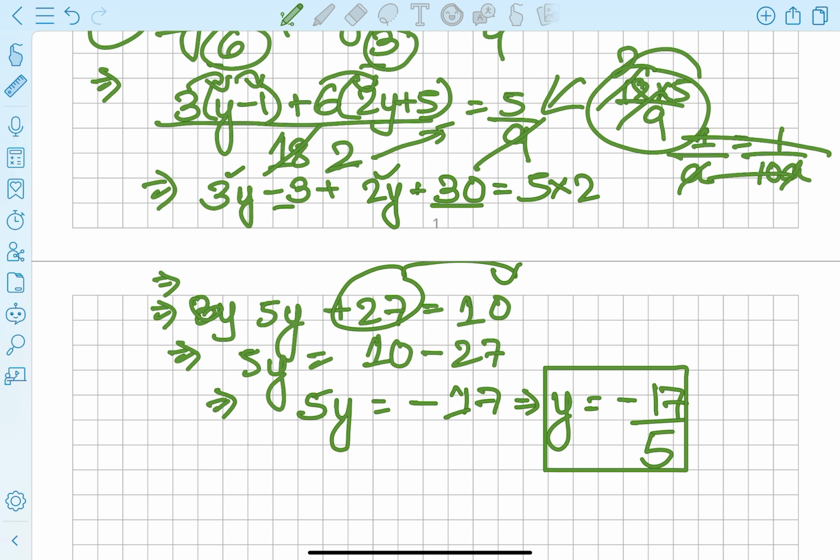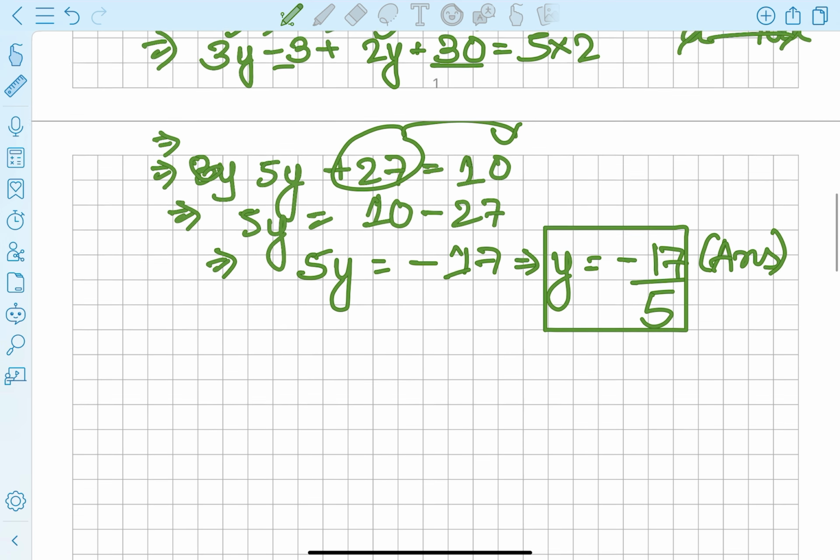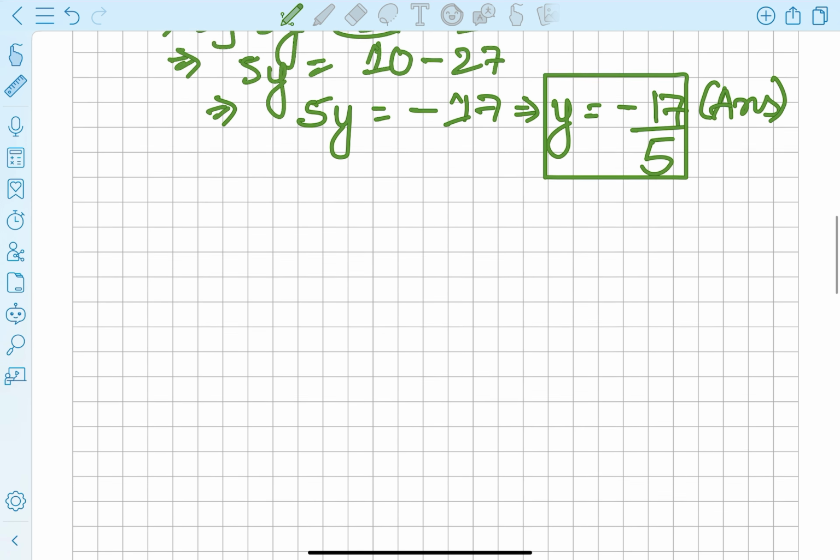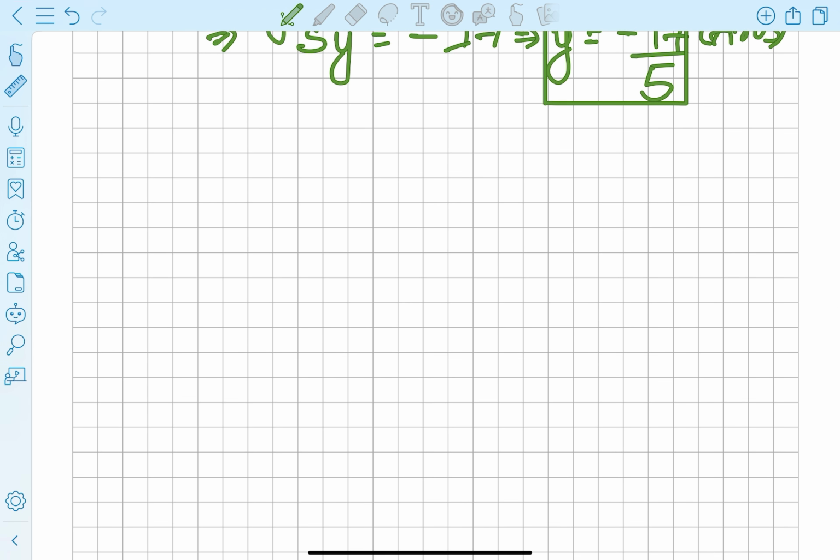Alright, this is how you do the linear equations. I want you guys to tell me the answer to the second one. This will be your homework. After that, since we are done now, I have told you that this is the method of transposition.